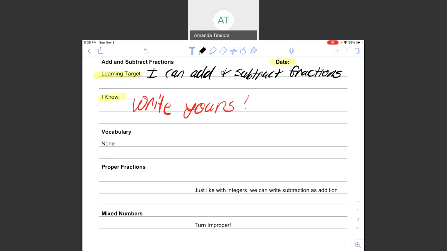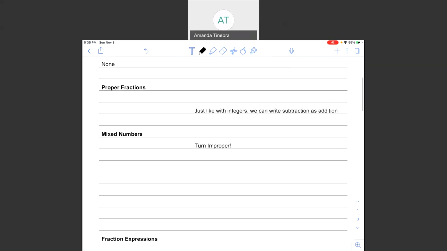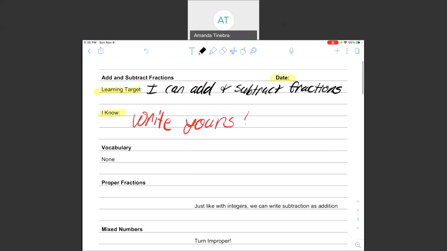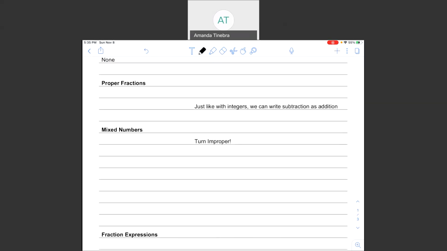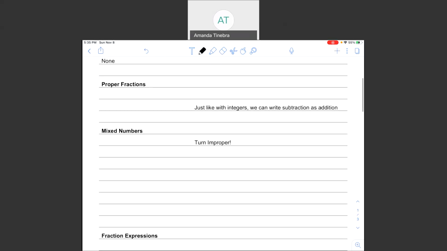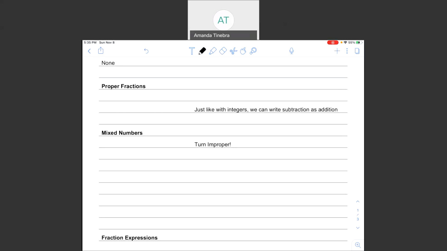We're going to start with looking at proper fractions. Okay? So with proper fractions, they're going to look like this. We might have 5 over 21 plus 2 over 21.